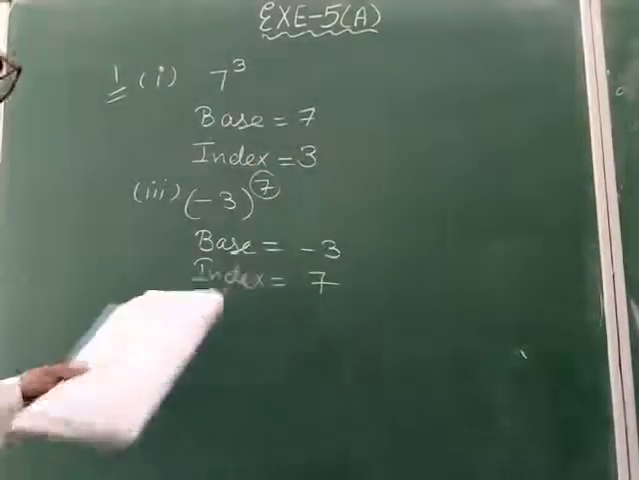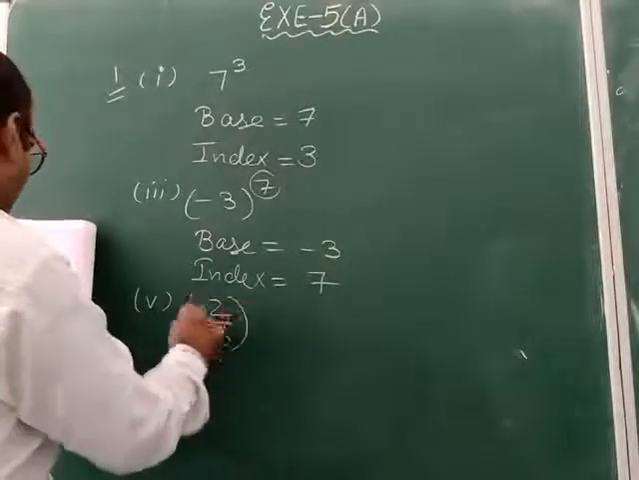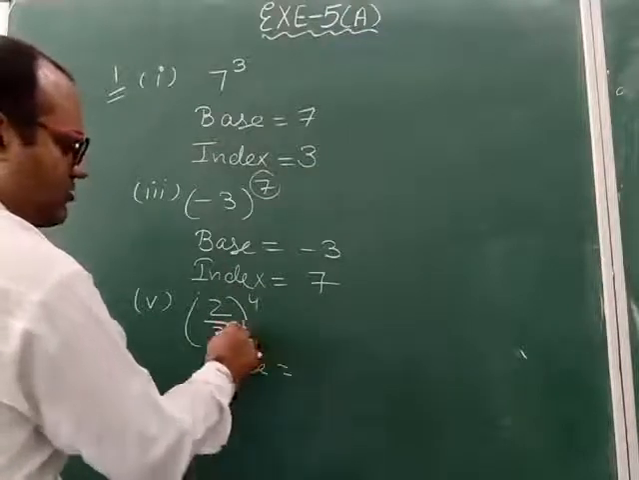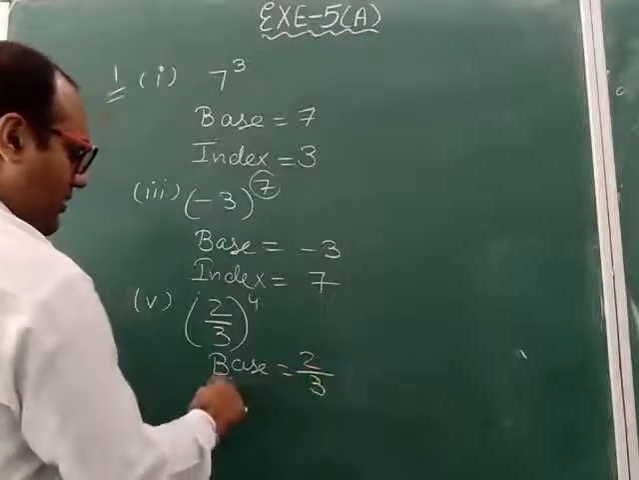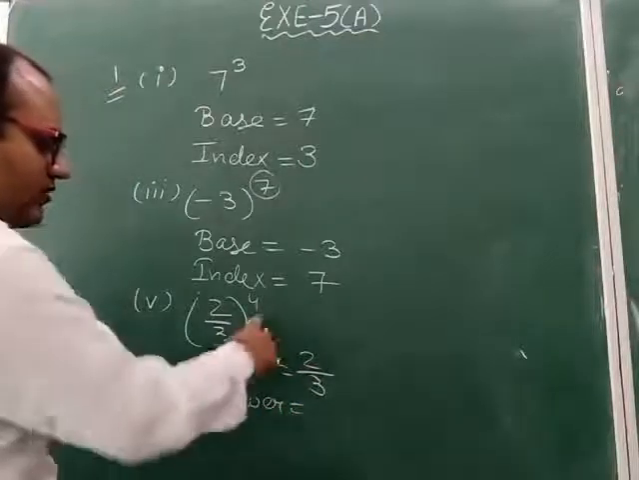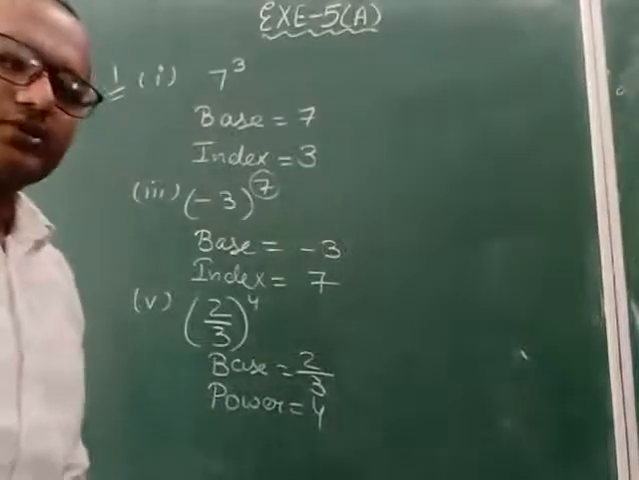Another part is the 5th part. 2 upon 3 power 4. So base will be the downside number, 2 upon 3, and power or exponent or index is 4. So like this you have to do all the parts of question number first.